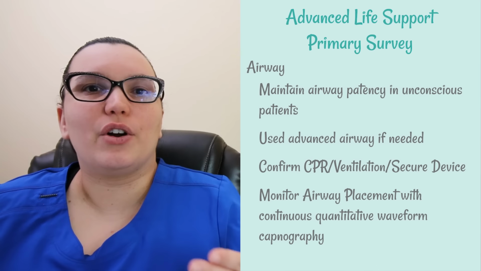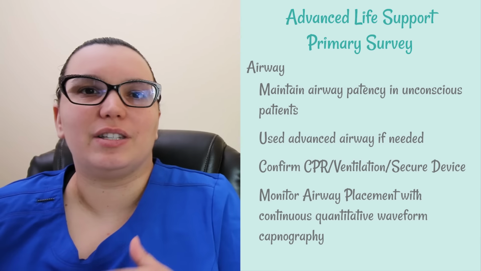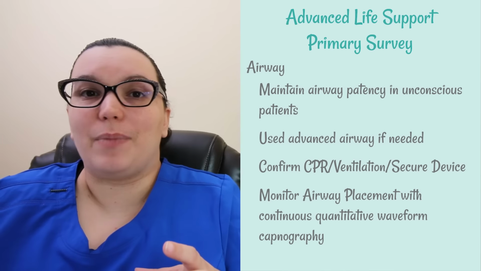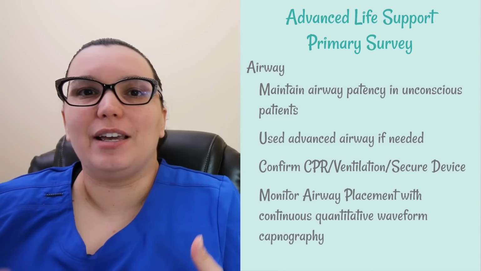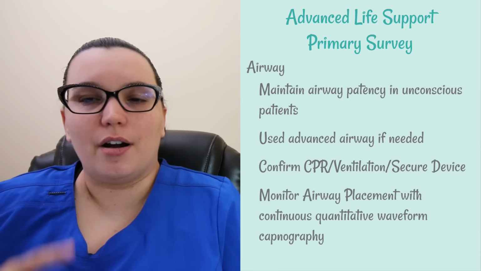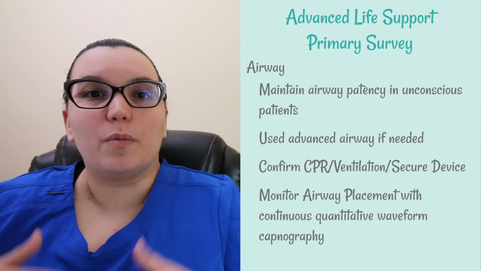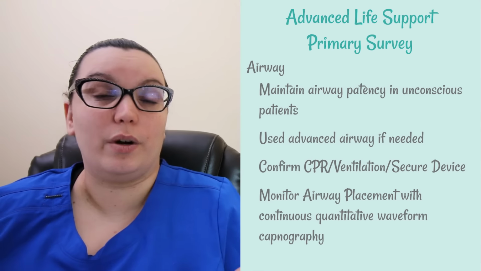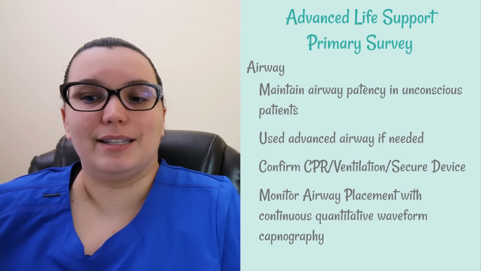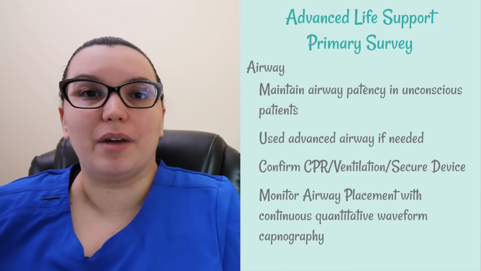So to begin, we're going to start with our A, our airway. You're going to maintain airway patency in unconscious patients, whether that is putting in an advanced airway, or bagging until you can get an advanced airway. We need to make sure that the airway is patent. We need to confirm that our CPR and our ventilations are adequate. So what does that mean? We're making sure that we're pushing 100 to 120 compressions per minute, and that we're giving one breath every 5 to 6 seconds.